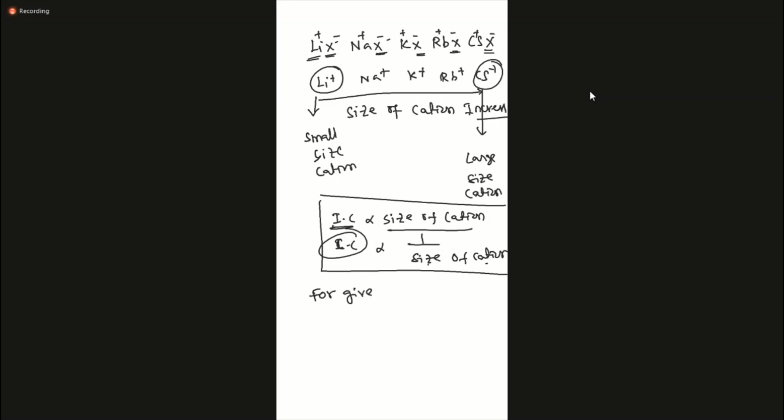For a given alkali metal halide, if you respond, then only I'll go. MF, MCl, MBr, MI. Among these, which is more covalent character, which is more ionic character? Can you tell me? Please respond.